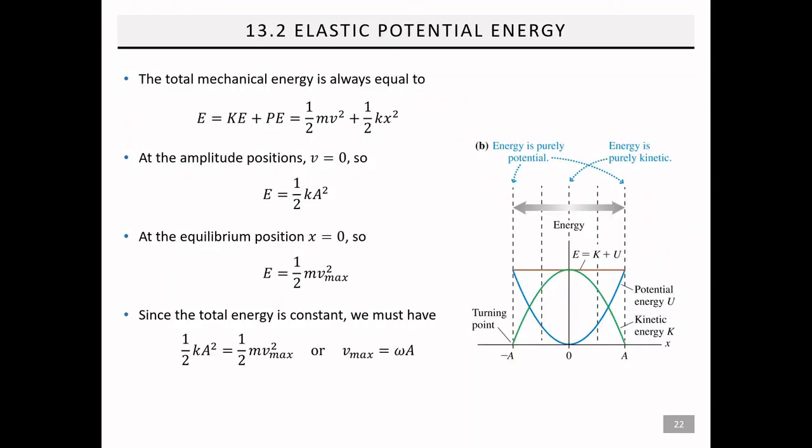On this slide, we have to do a little math. So in the first line, I write that the total mechanical energy is equal to the kinetic plus the potential, and then I substitute in the 1/2 mv squared and the 1/2 kx squared. Now, this equation is true at all points of the oscillation.